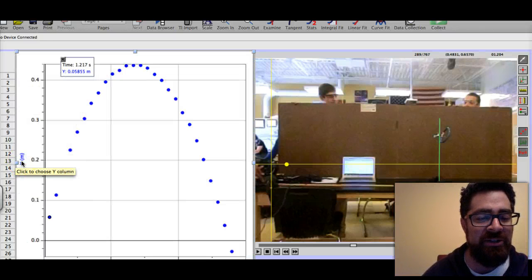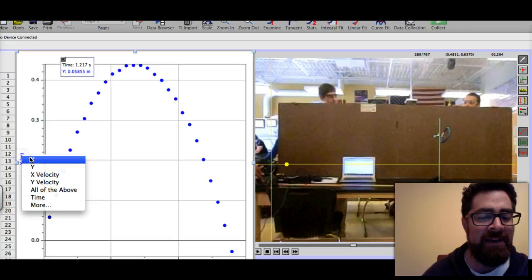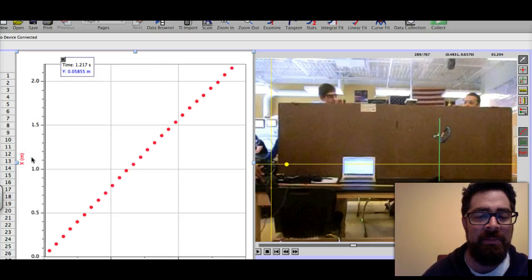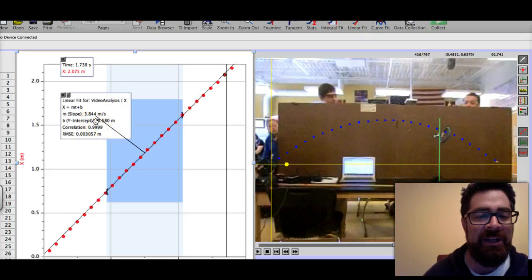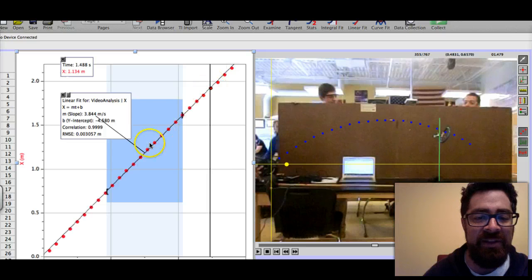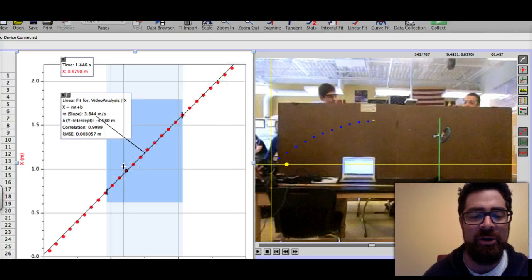So we can change the axis to show just the x position with respect to time. The students should notice that it's linear. They can determine the slope of that line using a regression tool. This linear fit will give me the slope of that line, and we can determine then the horizontal component of velocity. In this case, it's the slope of the line, or 3.844 meters per second. These kind of modeling tools are built into the Logger Pro software in this particular video analysis.